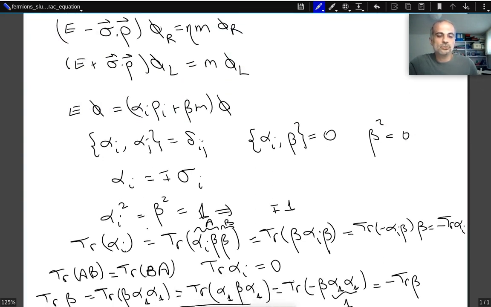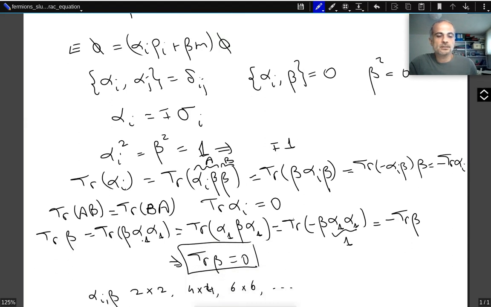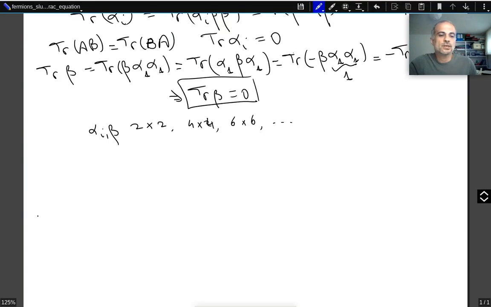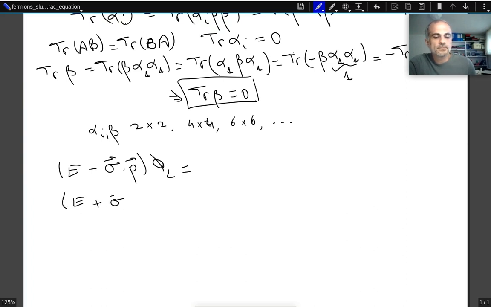But rather than trying to find these α_i's and β in 4 dimensions, let's just try to modify these equations. We have these two equations already, and we want to modify them in such a way that we obtain a relativistic equation. So we have E minus σ·P for φ_R, which we will modify, and E plus σ·P for φ_L. Now this is R, this is L.